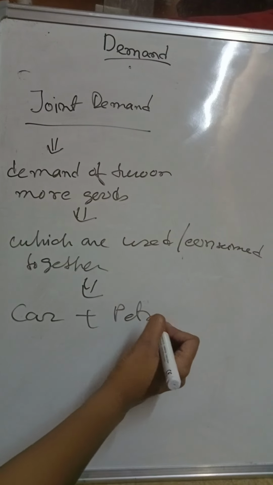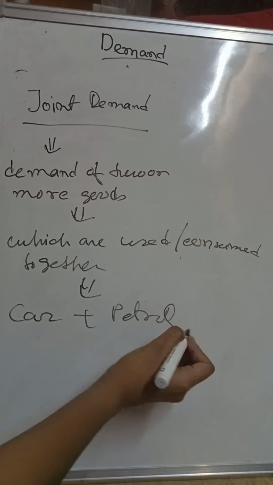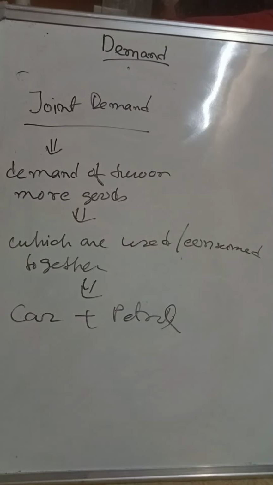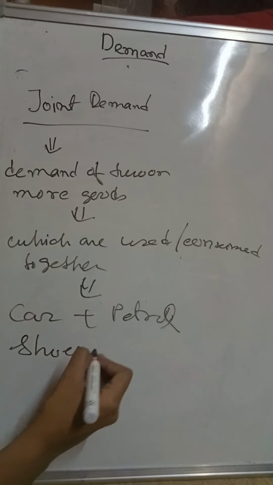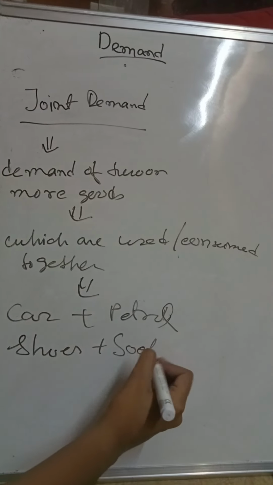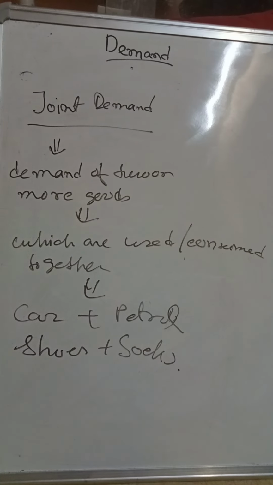For example, you can take the example of car and petrol. We cannot use a car without petrol, and petrol is of no use without a car. Similarly, you can take the example of shoes and socks. So these are goods which are used jointly. One is of no use without the other. That is a kind of joint demand. We are demanding it together.